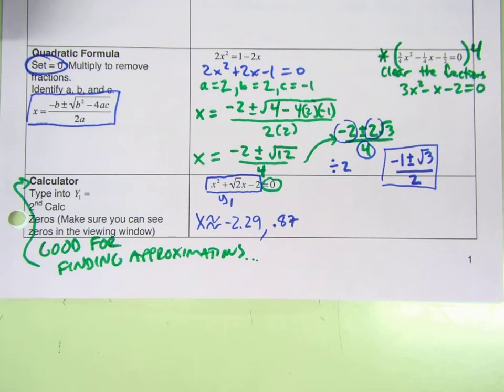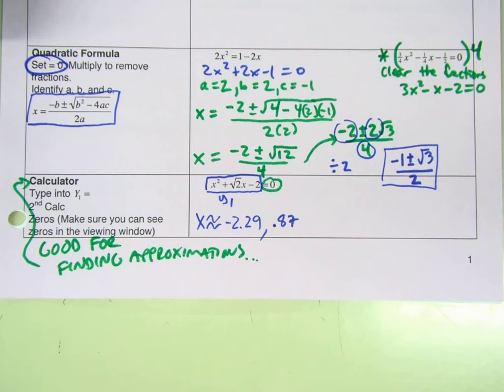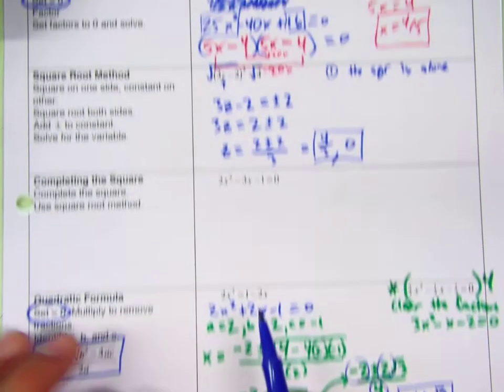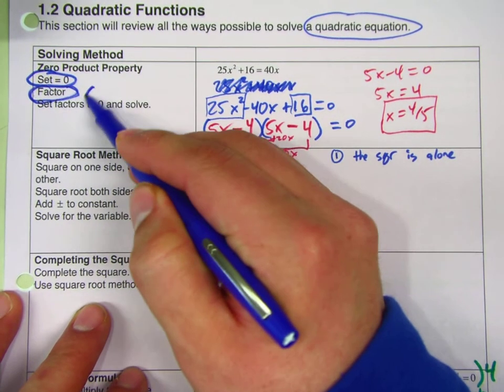Any questions on how to use the calculator to find the solutions to a quadratic when it's equal to 0? How many of you have seen every single one of these at some point? How many of you probably have but probably just forgot? Okay. Does it make sense though? Yes. Okay.